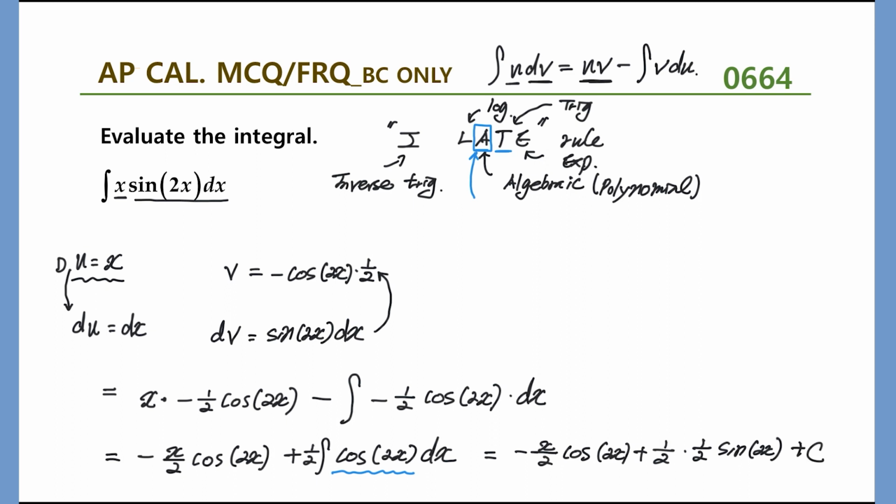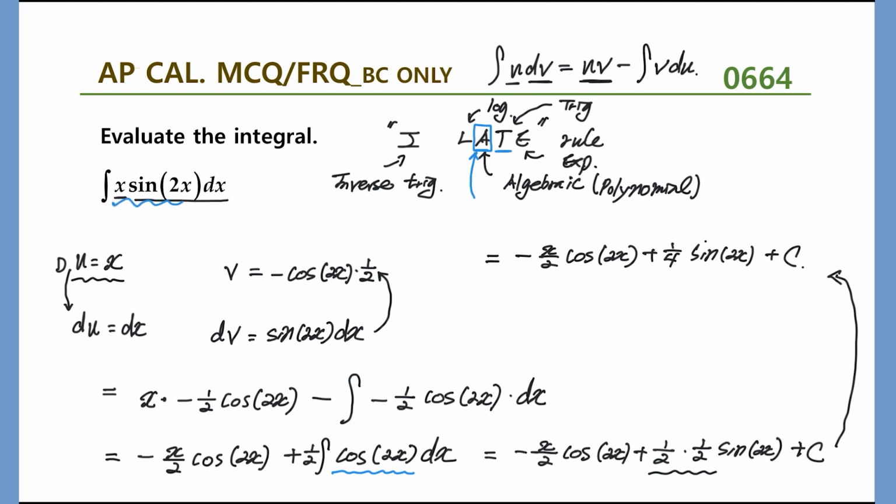So finally, that is equal to negative x over 2 cosine 2x plus 1 over 4 (1/2 times 1/2) sine 2x plus c. That's our antiderivative of this integrand.